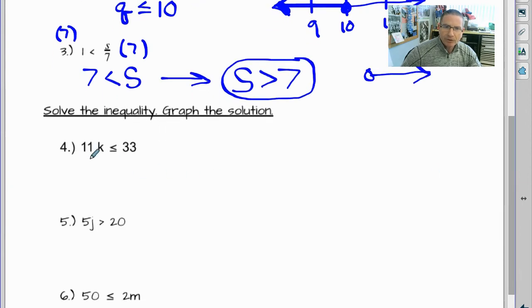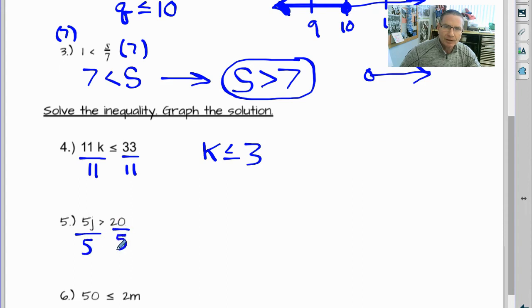Okay, we've got a couple here with division. Again, these are just like our equations, one step. We're going to divide by 11 on that. K will be less than or equal to 3. We're not going to worry about graphing it. I think we've got the point on that.